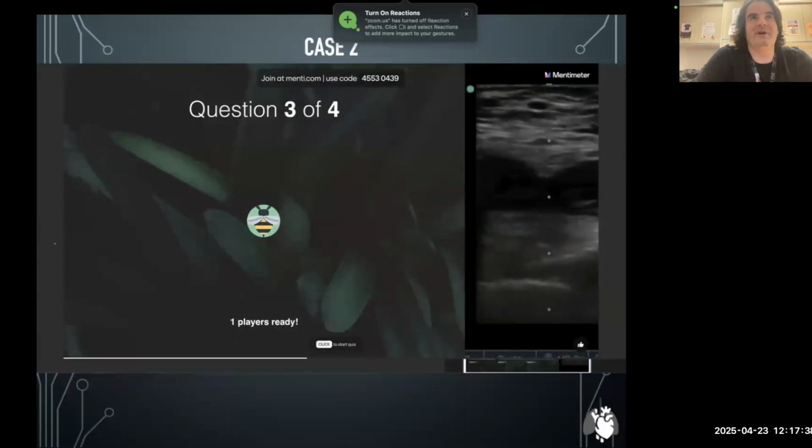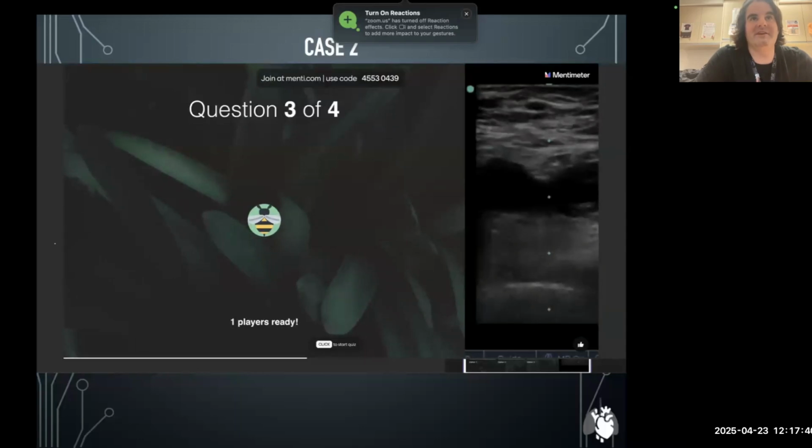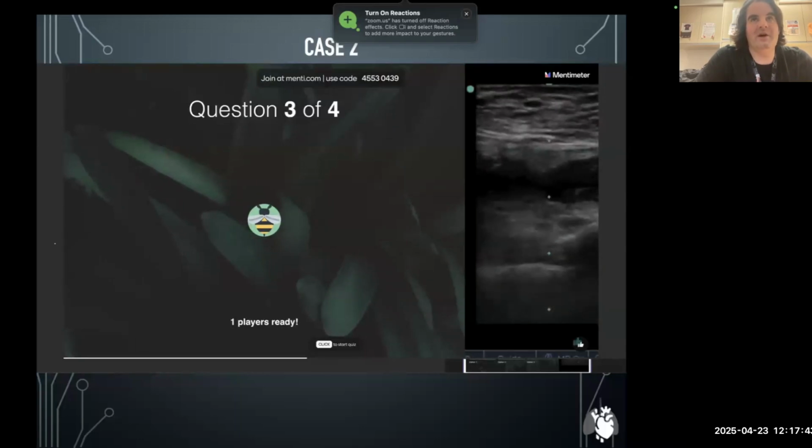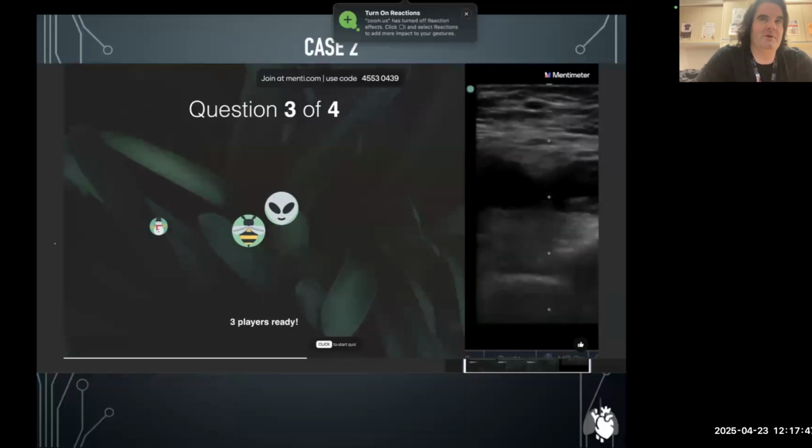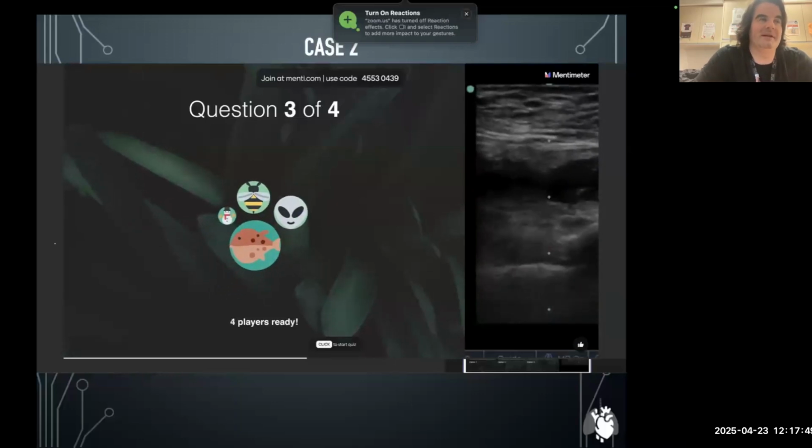Now, again, just pull out your phone, put in the code at the top, and you'll have a chance to answer this skill testing question. The image is probably better on your phone than it is on the screen that I'm displaying here.